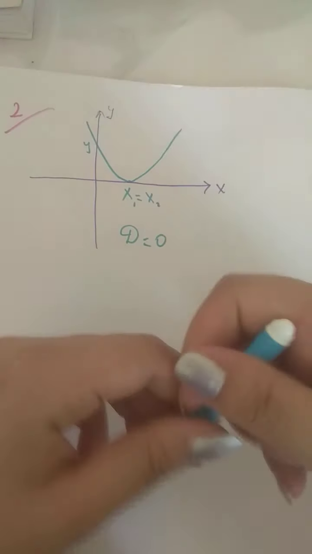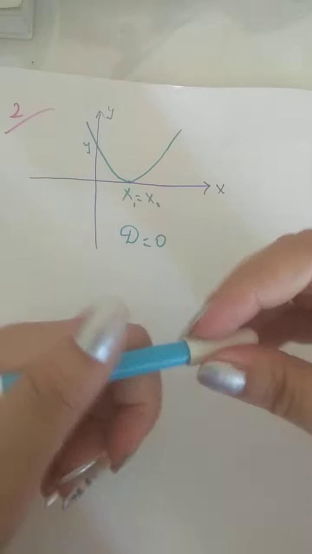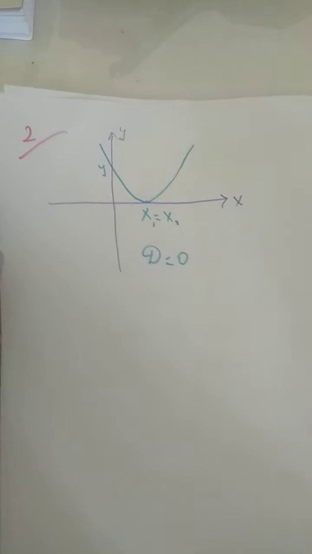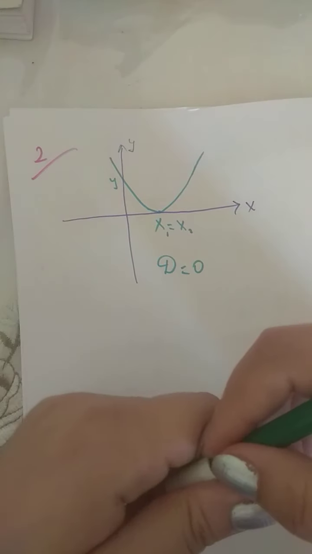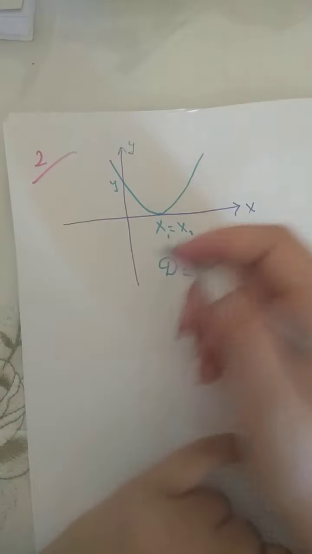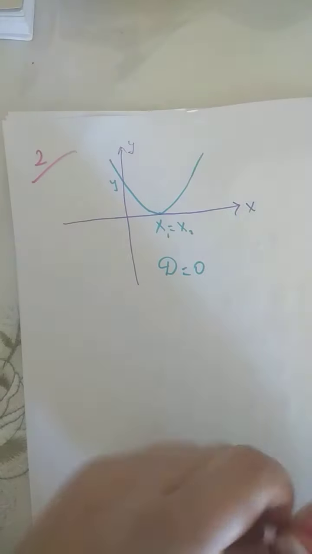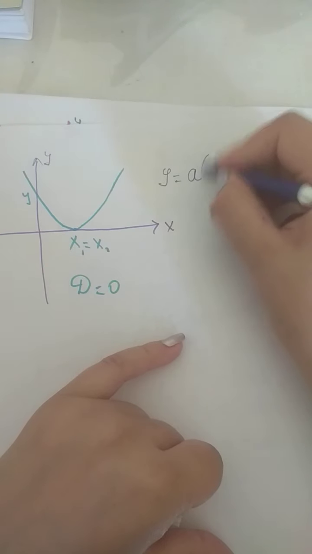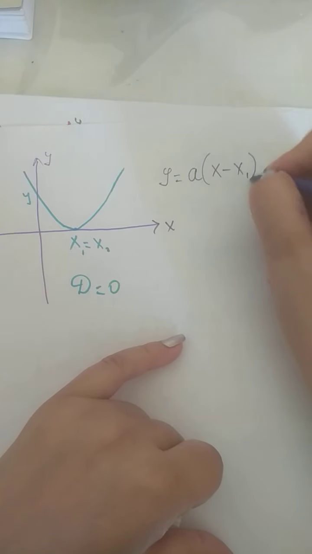But here we have two same roots. That's why we say we have only one solution, which is the same. So x1 is equal to x2, and that's why the discriminant is 0. So guys, what's the formula for this type? Always y is equal to a multiplied by (x minus x1) squared.